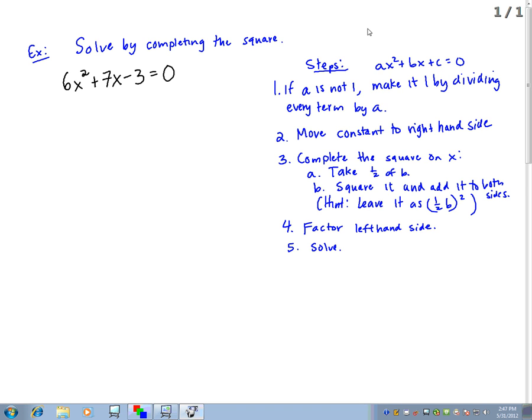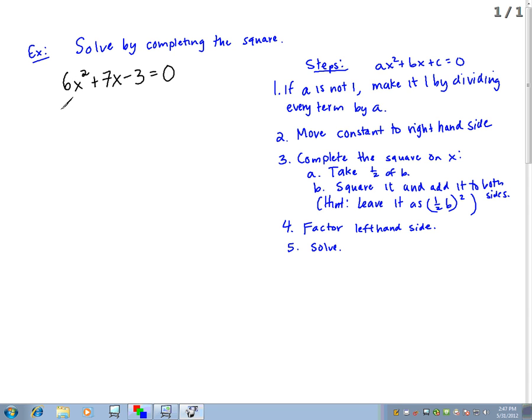We're going to solve this equation by completing the square. We have 6x squared plus 7x minus 3 equals 0. So we're going to follow these steps over here on the side. First thing we want to do is make sure the coefficient of x squared is 1. If not, we divide every single term by that.